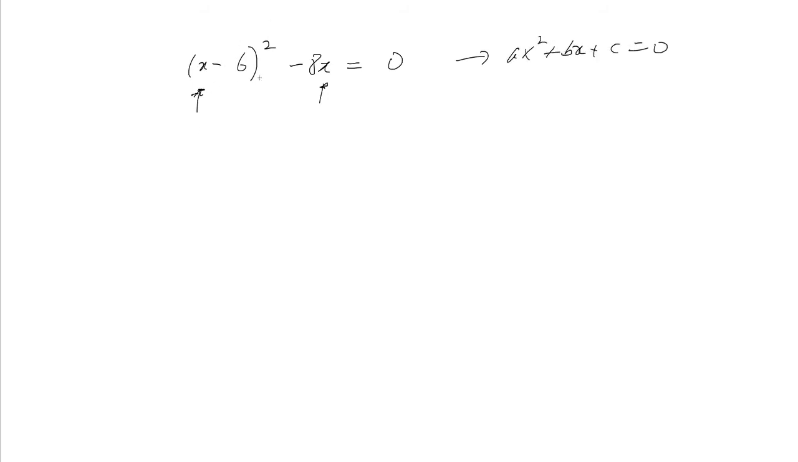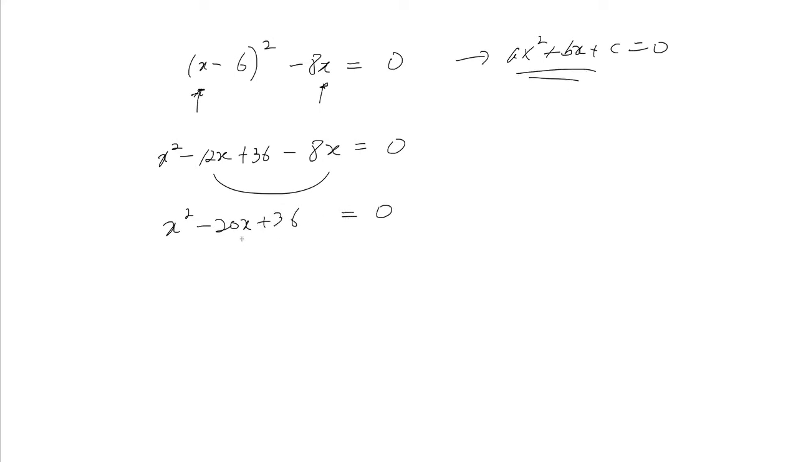So let's do that. Let's expand this, and we get x squared minus 12x plus 36 minus 8x. Add these two, because they are like terms. And we are at the general quadratic form. Now see if you can factor first. Always see if you can factor first. If that doesn't work, we use the quadratic formula.